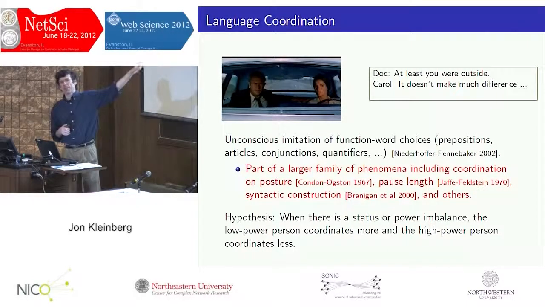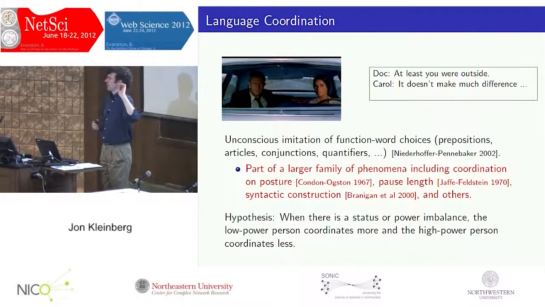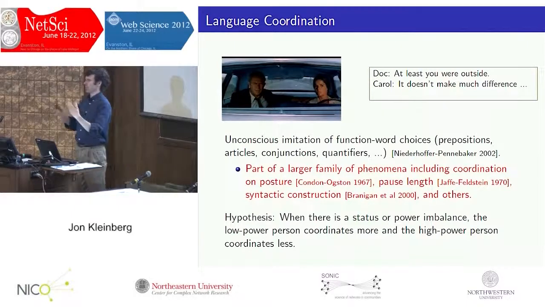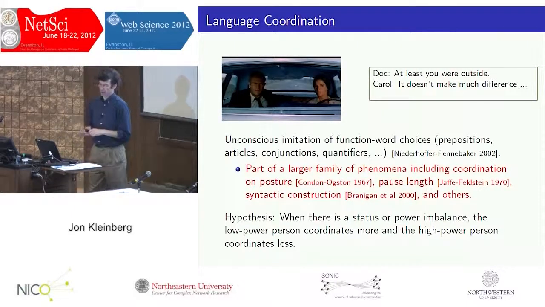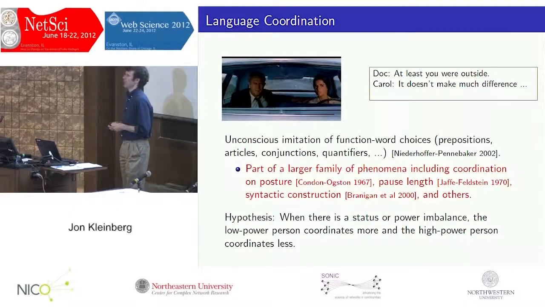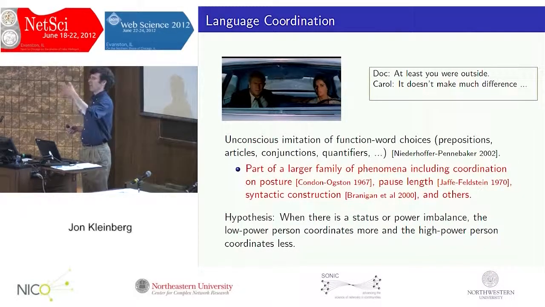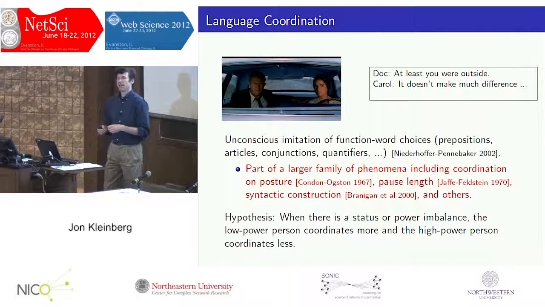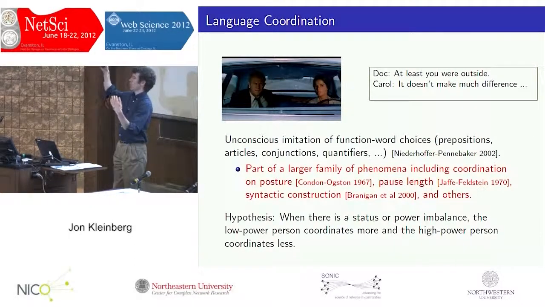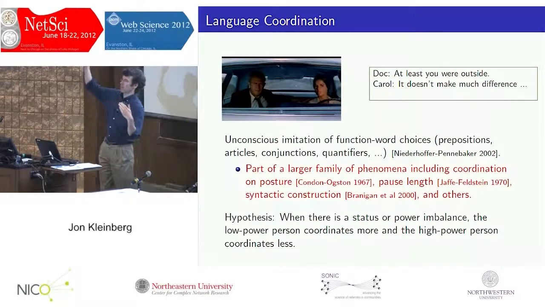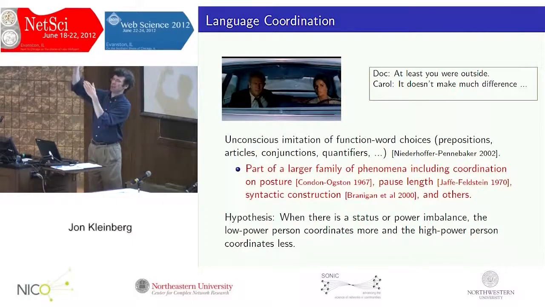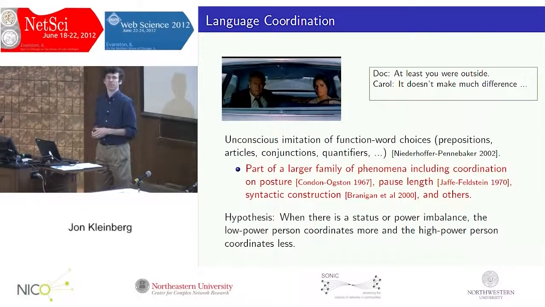So our hypothesis, and this was implicit at very small scales in some of this previous work, we wanted to see if it was actually a feature that would work in some of our data: that when there's a status or power imbalance, the low power person is going to coordinate more, and the high power person will coordinate less. Okay? That the status difference will be reflected in a coordination difference, and the lower person is going to try to climb uphill more than the high status person comes downhill to meet it. Okay, that was the idea.